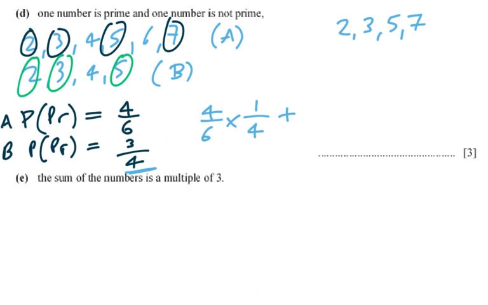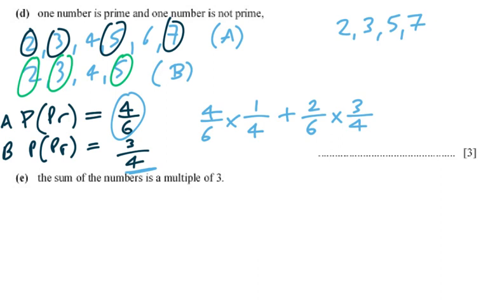And the other way it could happen is if the number on A is not prime. So what's the probability of that? That's 2 over 6, because the probability it is prime is 4 over 6. And that means if that's not prime, the number on spinner B has to be prime. What's the probability of that? That's 3/4. So those are the only two ways it can happen.